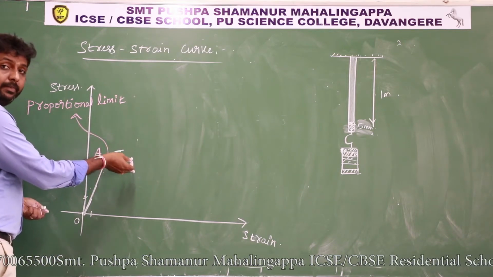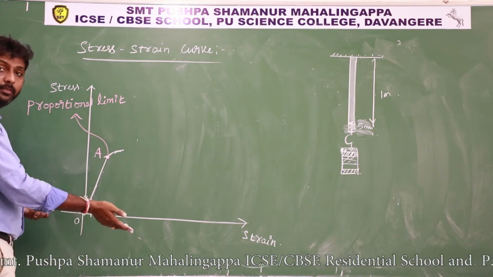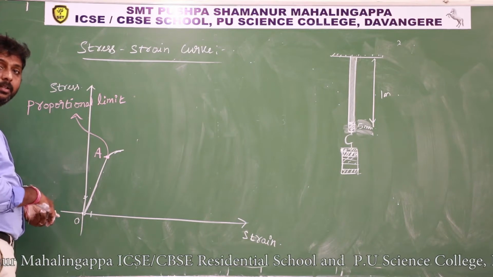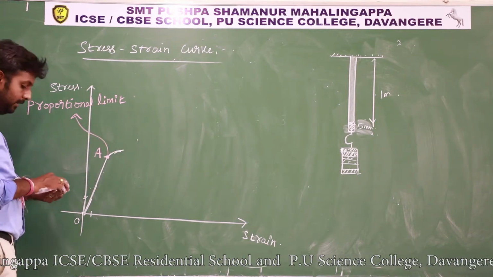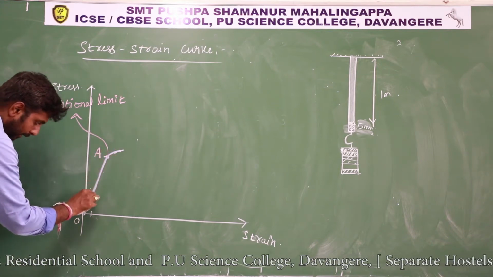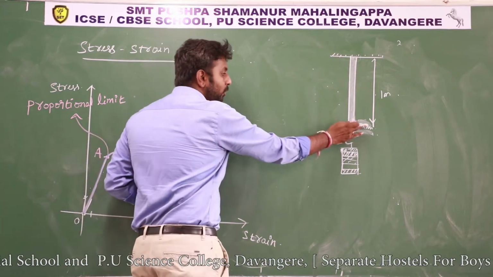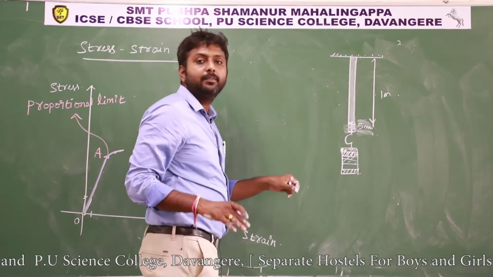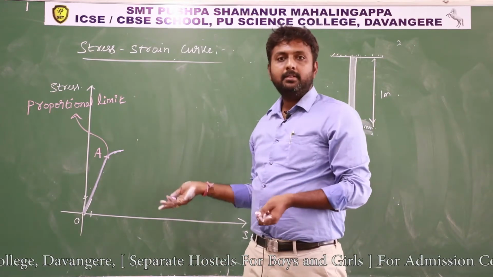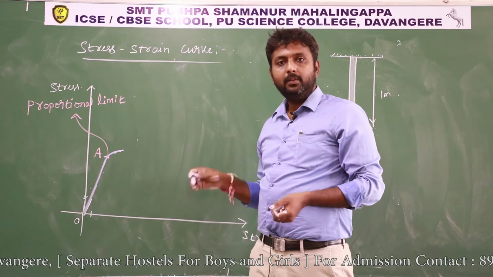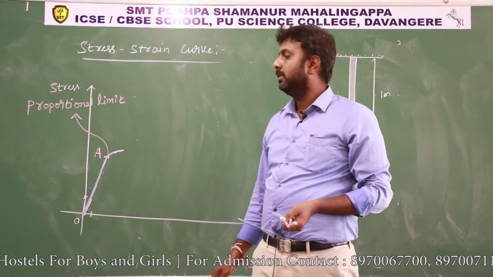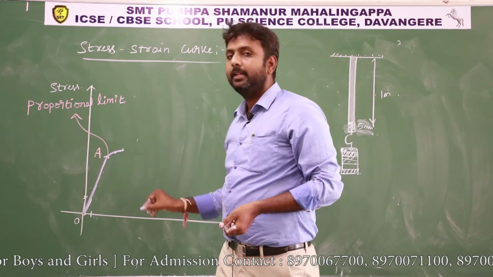And we added 6 kg weight, but the length increased was more, so I want to see whether it will regain its shape or not. So what I did, I removed all the 6 kg, and I saw that again the length was restored to 1 millimeter. From this I can again conclude that although after point A stress is not directly proportional, if you remove the weight, the original length is restored. This is up to 6 kg.